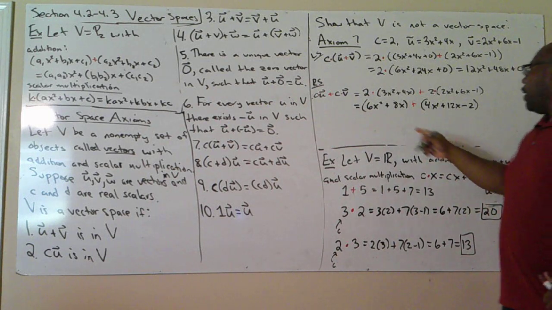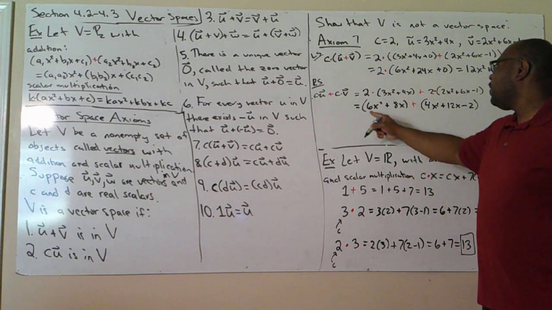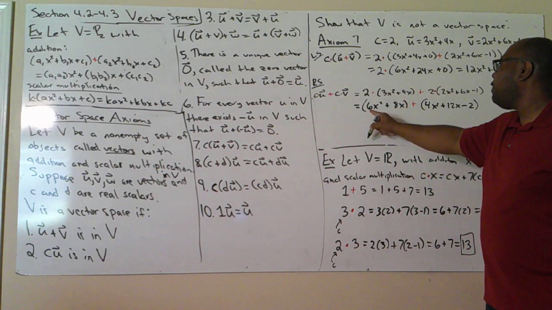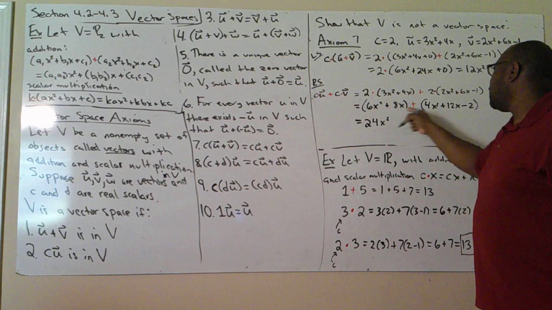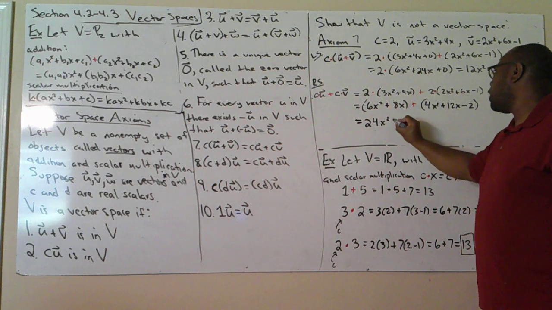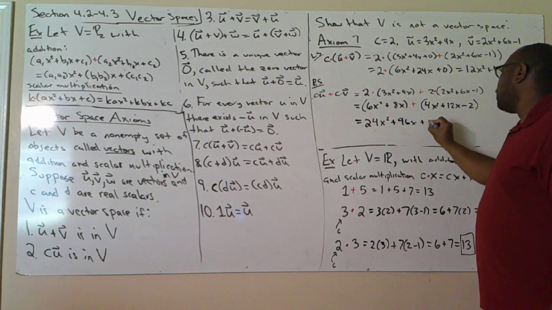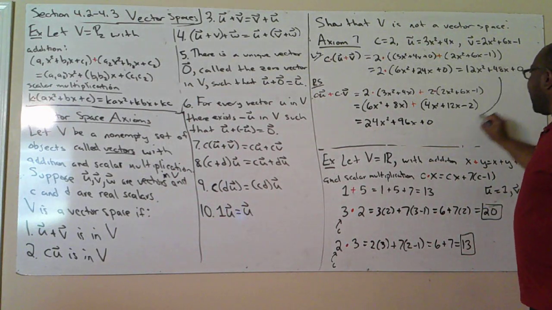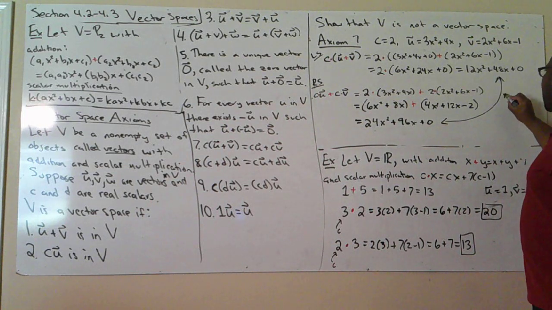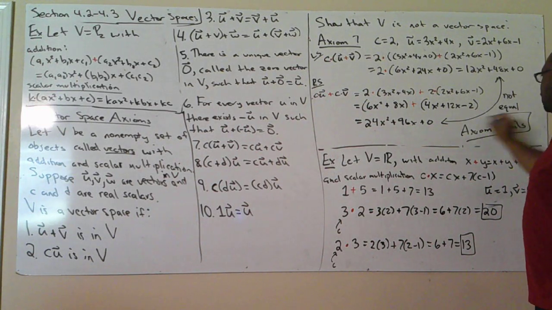Okay. And now I do addition, multiplying the coefficients together. So 6 times 4, that's 24x squared. 8 times 12, what's that, 96x. This is a 0 times -2, so I get 0. And this is what I have. Now, the question is, do these guys match? Are they equal? And the answer is they're not equal. So axiom 7 fails.